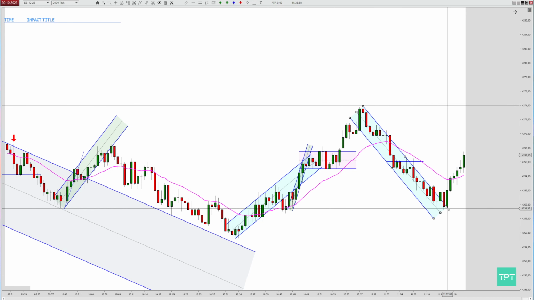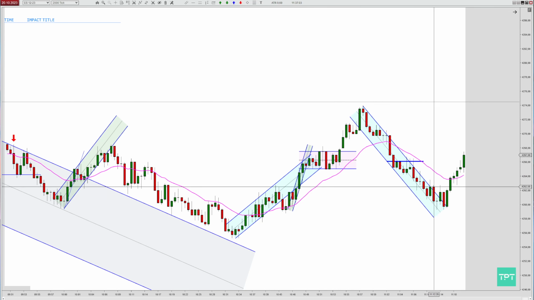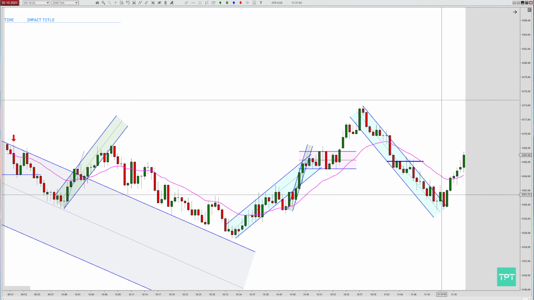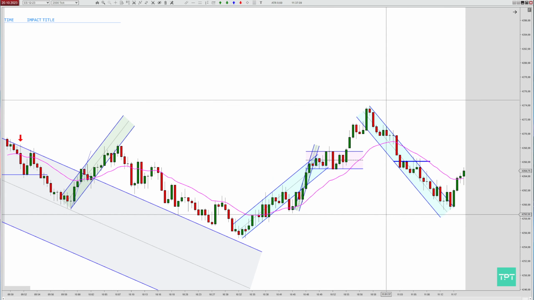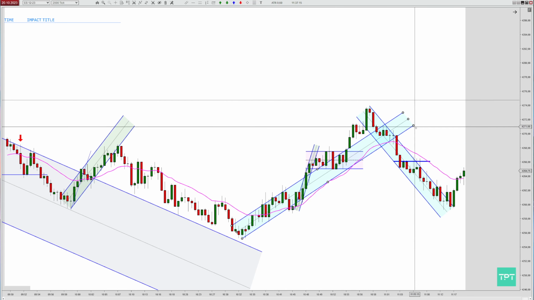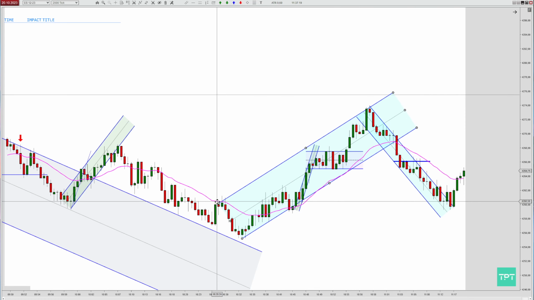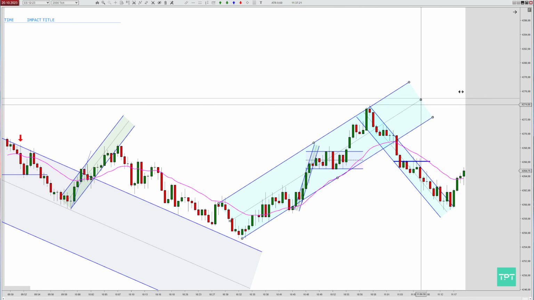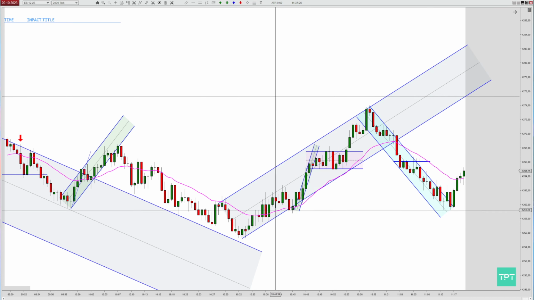And breaking here the channel, tiny break, close outside. And going higher again. So really the structure is a bit confusing right now. So maybe after all there is some bigger channel here in play. Maybe something like this. That looks nice from this side.